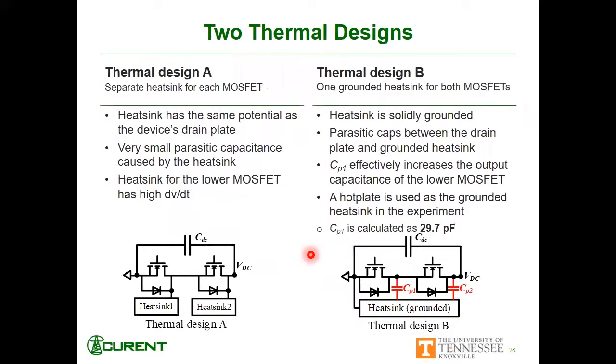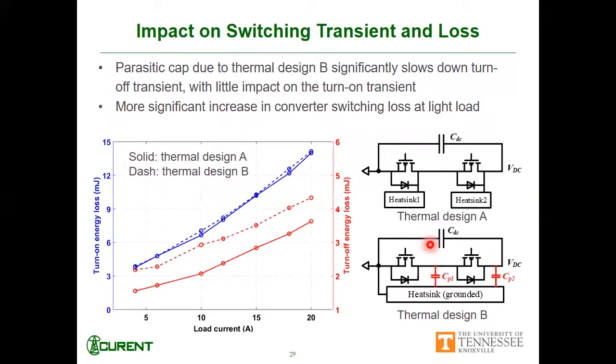I guess I'm running out of time, so I'll quickly go through the impact of the parasitic capacitor due to the heat sink. The heat sink brings us parasitic capacitors in different cases. It's really complicated depending on the heat sink design and the grounding scheme. So here we picked two examples. The first one focuses on the floating heat sink that gives us very small parasitic capacitors. The second one, thermal design B, basically gives us the CP1 in parallel with the lower MOSFET in the phase leg, so that's impacting the switching transient. In our setup, it's about 13 picofarad. This shows the impact. It causes an increase in turn-off loss, and it's more significant at light load.